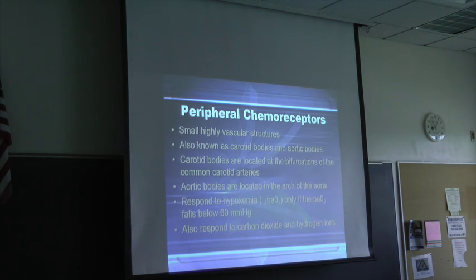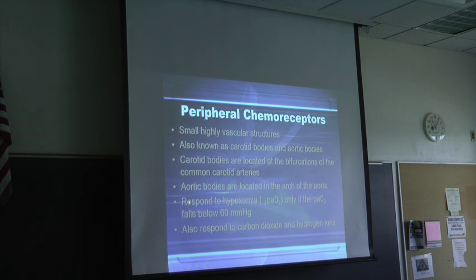Peripheral chemoreceptors pay attention to the PaO2, the PCO2, the pH. It says that they're small, highly vascular structures, and they've got names, the carotid bodies and the aortic bodies. So the names actually will help you know where they are. The carotid bodies are located at the bifurcation of the common carotid arteries, and the aortic bodies are located in the arch of the aorta.